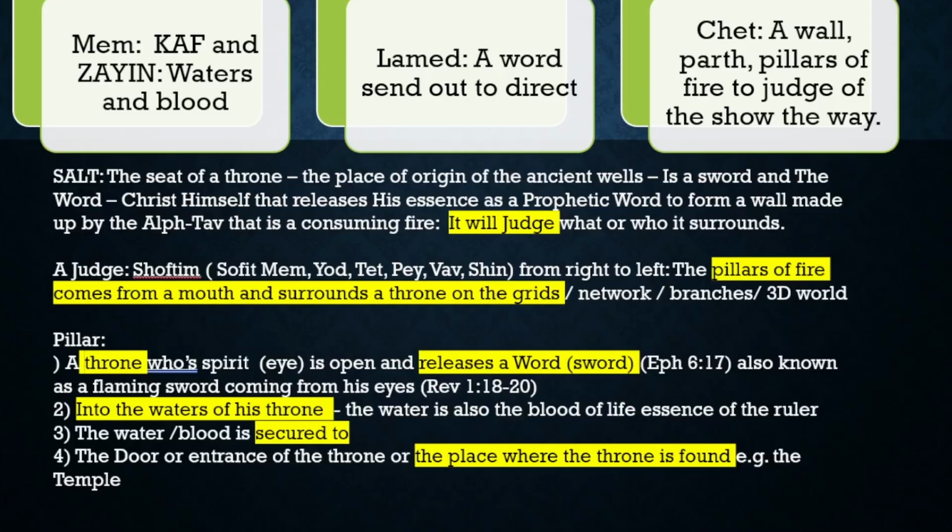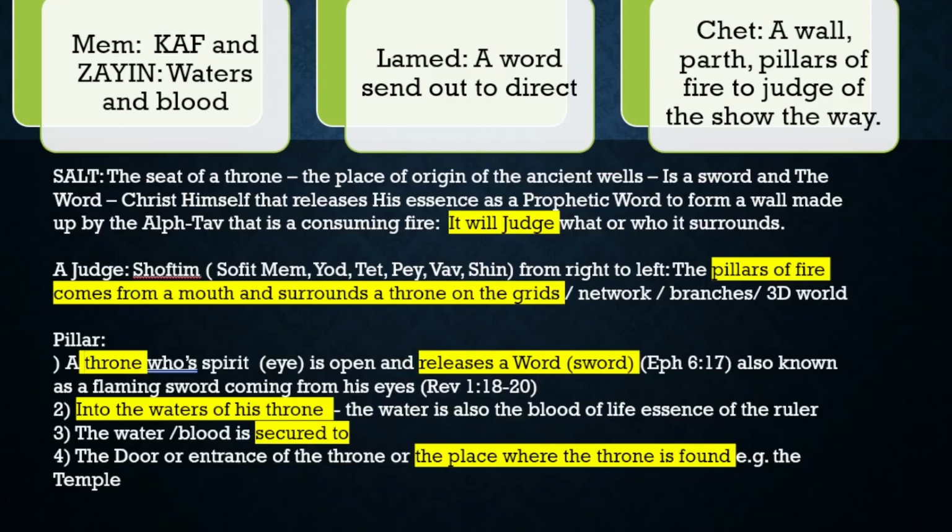So a pillar, if we put all of this more or less together, let me just see if there's a sentence putting it all together: a pillar is a throne whose spirit eye is open, releasing a word, also known as a flaming fire or sword coming from the eyes, into the waters of his throne. And these waters are also the blood or the life essence of the ruler.